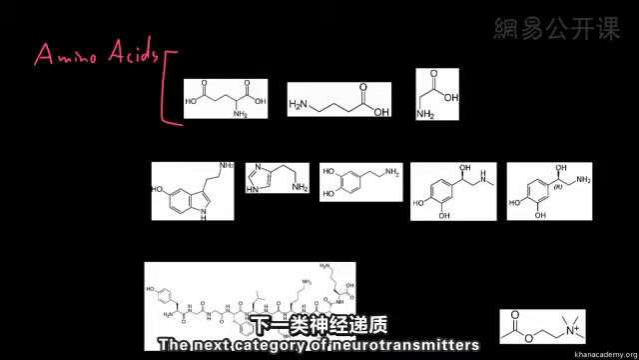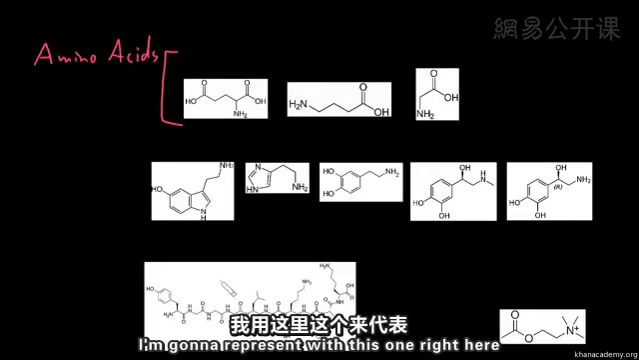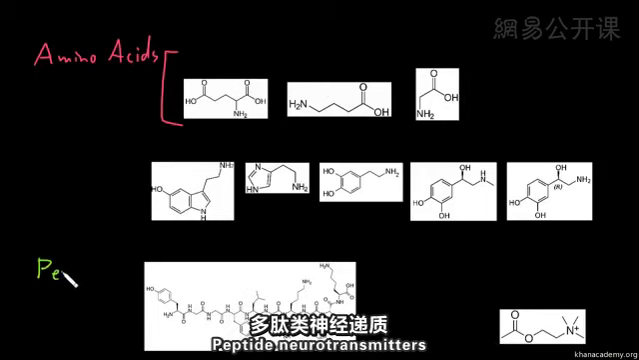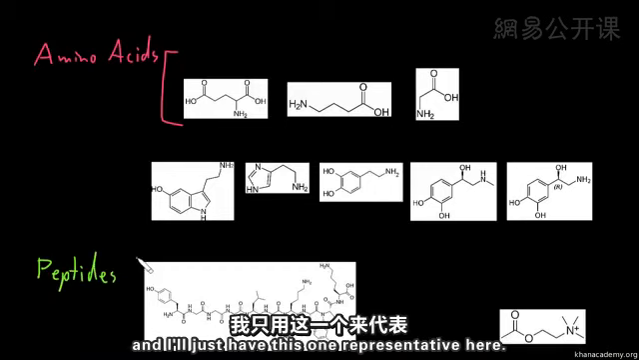And there are lots of different types of amino acids, but just a few of them function as neurotransmitters in the nervous system. The next category of neurotransmitters I'm going to represent with this one right here, and these are the peptides. Peptide neurotransmitters. And I'll just have this one representative here.